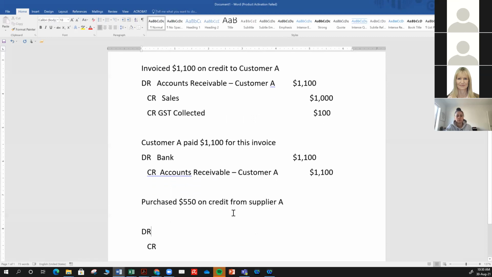Accounts payable would be debit. No, you're wrong again, Chris. When you purchase something on credit, what does that mean? So where do you debit and where do you credit, guys?